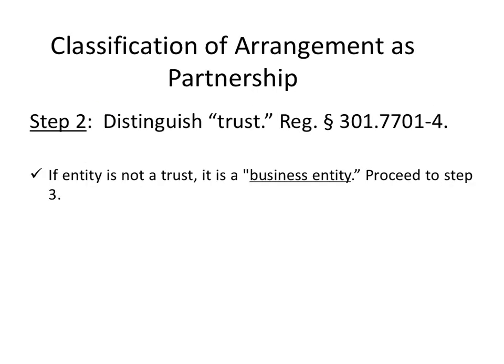Step 2, this one we're just going to skim over. Basically, you take an entity and you distinguish trusts, because trusts have their own aspect of taxation, Subchapter J of the income tax aspects of the tax law. Okay? They have their own taxation. If the entity is not a trust, we continue, and it's considered a business entity. A business entity. And we go to step 3.